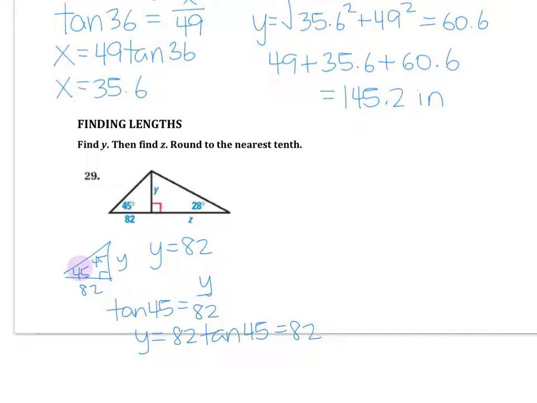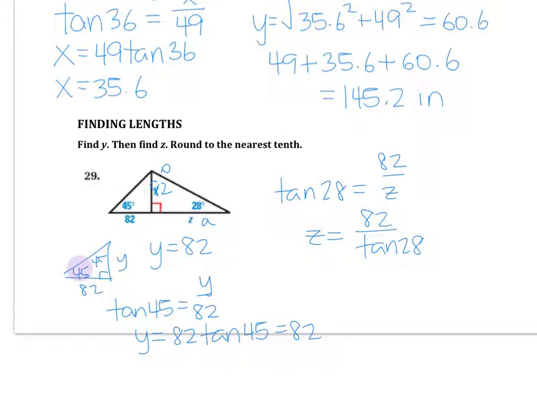So now I have y. That's the opposite over adjacent. So the tan of 28 equals 82 over z. It's in the denominator. So we divide. And we get 154.2. And this ends the lesson.